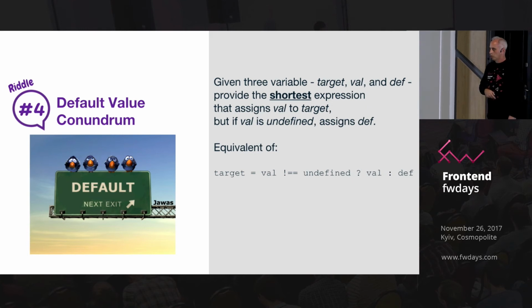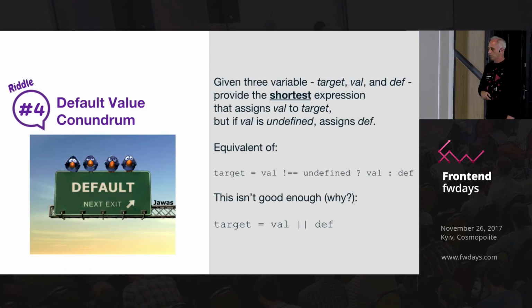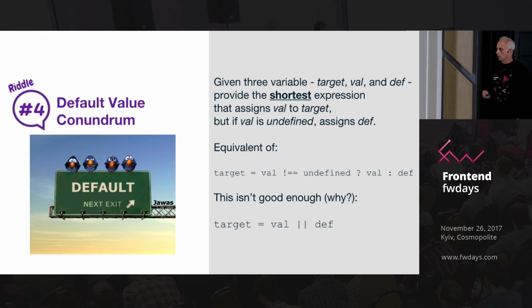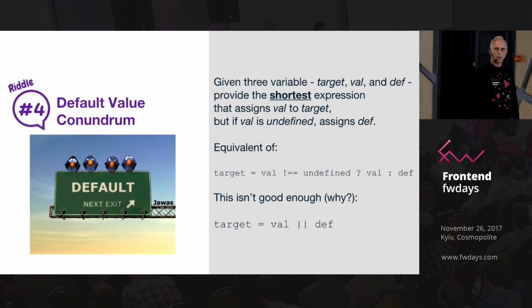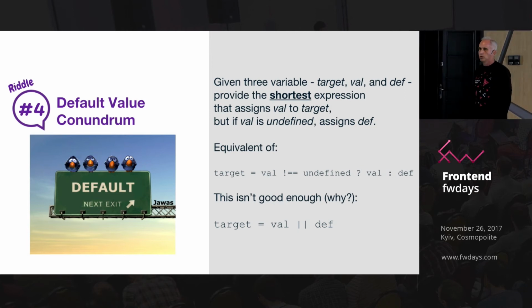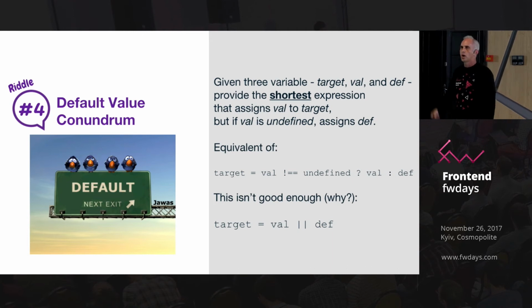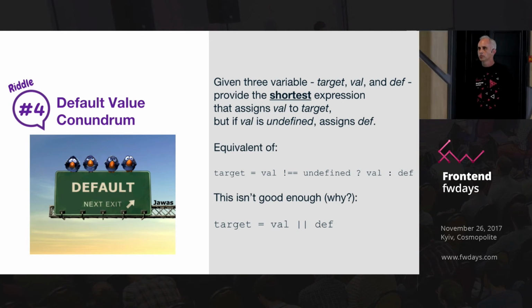Now, if you were going to suggest target equals val or def, as I said, I never liked this. This isn't good enough. Why isn't this good enough? This is not a riddle, this is just a question for the audience. Why isn't it good enough?